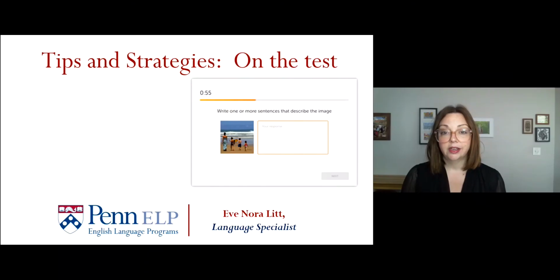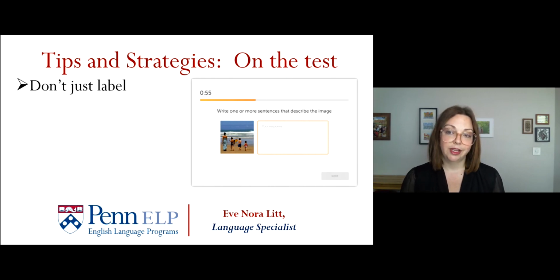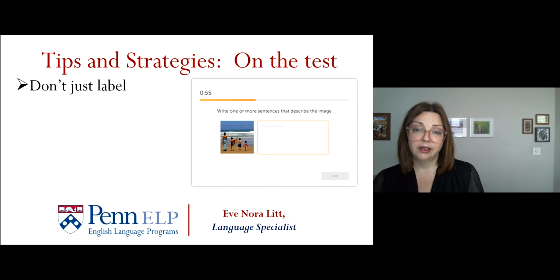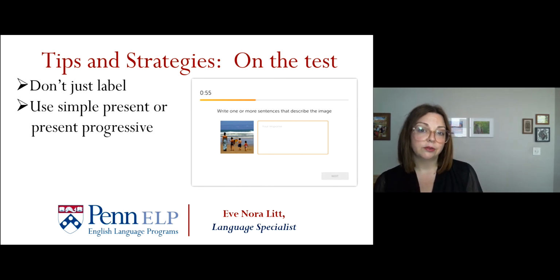Now, when you're taking the test, here are some suggestions. Don't simply label. This question wants to see complexity, meaning different types of sentences. If you're only saying, there is a beach, there are 4 people, there is, there are, it's not showing a variety. Also, use the simple present or the present progressive to describe the image. Remember the rules for both of these tenses. For example, we could say 4 people are walking on the beach, or we could say the road is closed to traffic. So both the simple present and the present progressive are important.